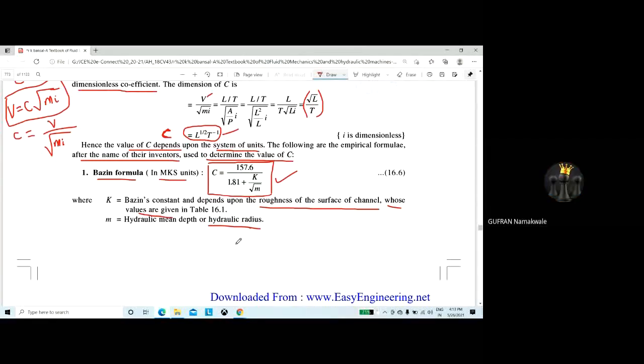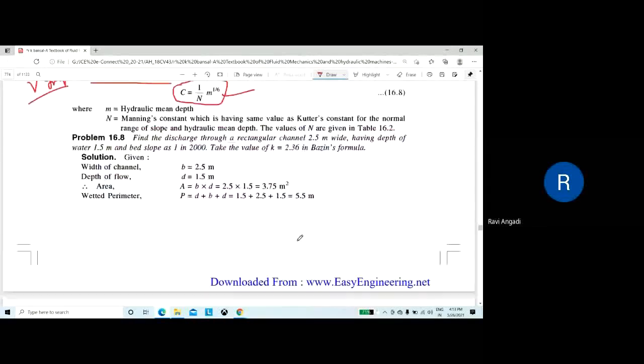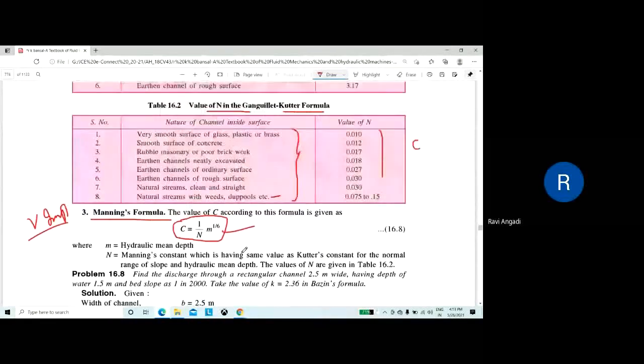Is it over? Yes, sir. Then take this one. C equal to Manning's formula. The second one is the Kutter formula. Then the third one is the Manning's formula. Is it over? Taken Manning's formula?